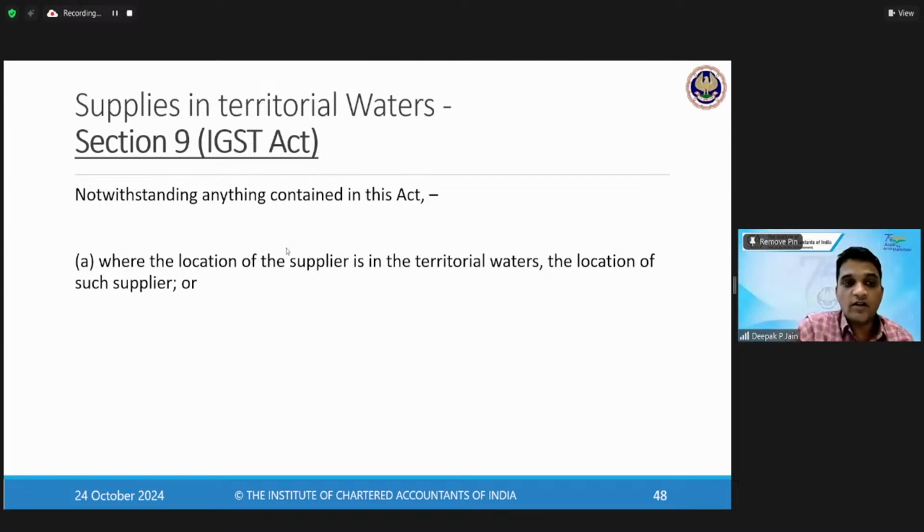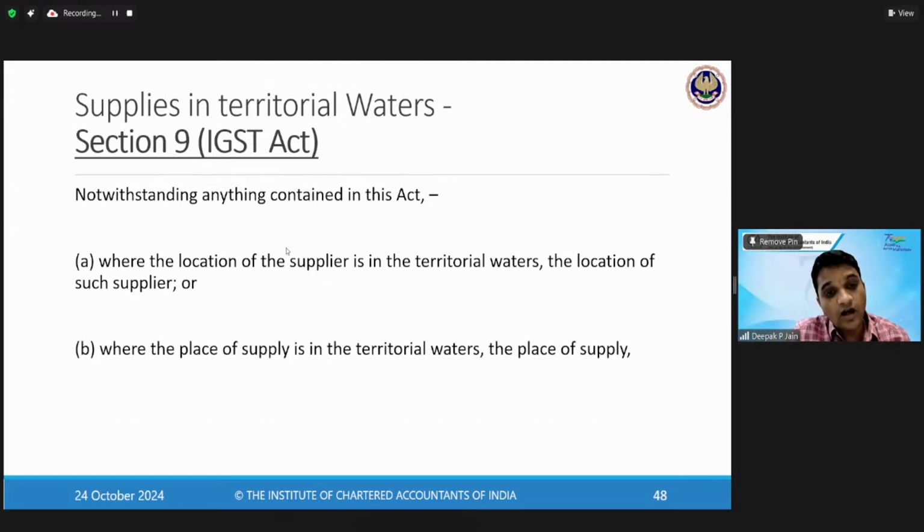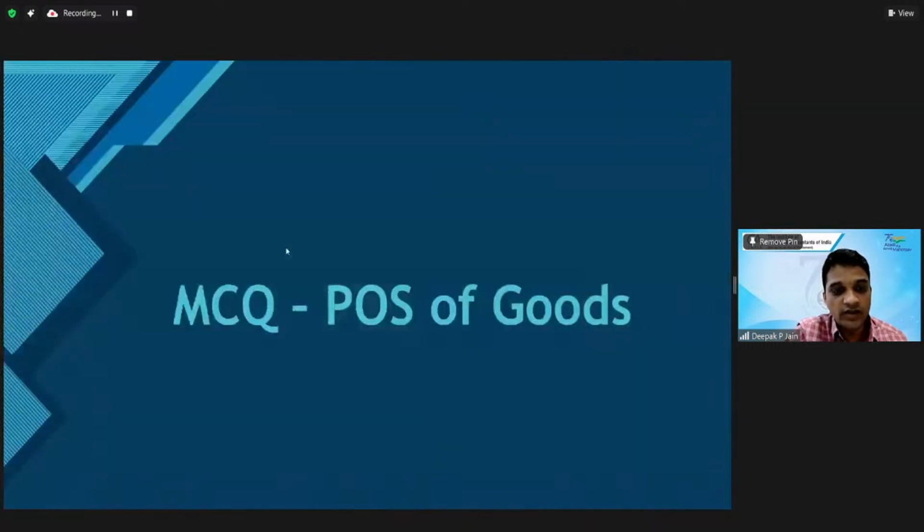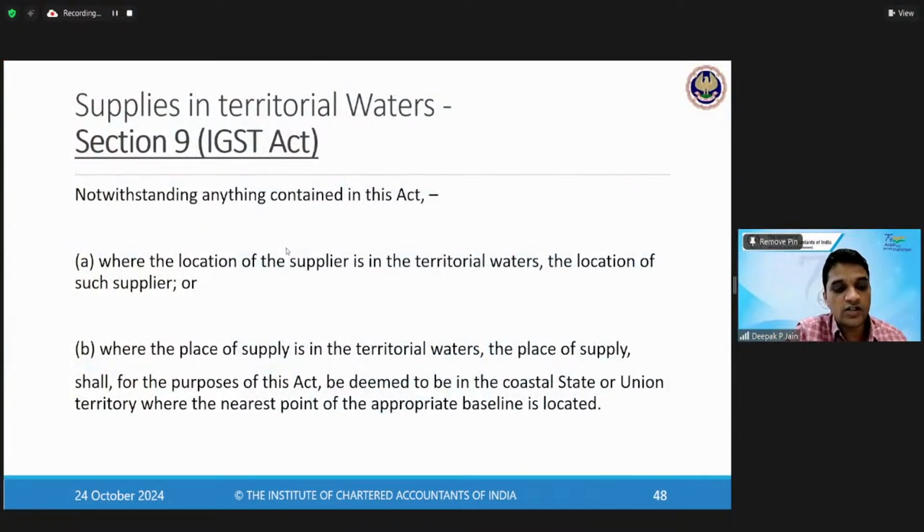Then the location of such supplier or the place of supply is in territorial waters. So the location of the supplier is in territorial waters, or the place of supply is in territorial waters. Then what will be the state? In such cases, for the purpose of this Act, the location of the supplier or the place of supply will be the coastal state or the union territory which is nearest point to the appropriate baseline.